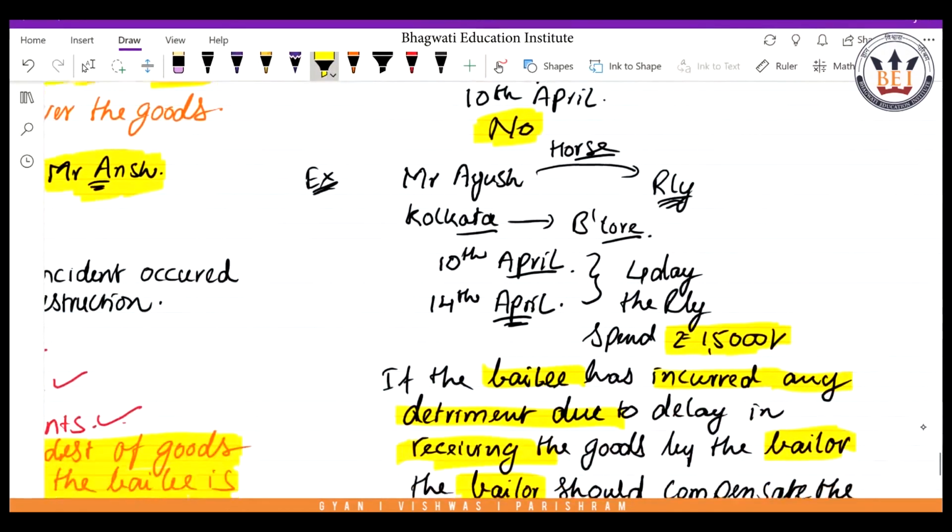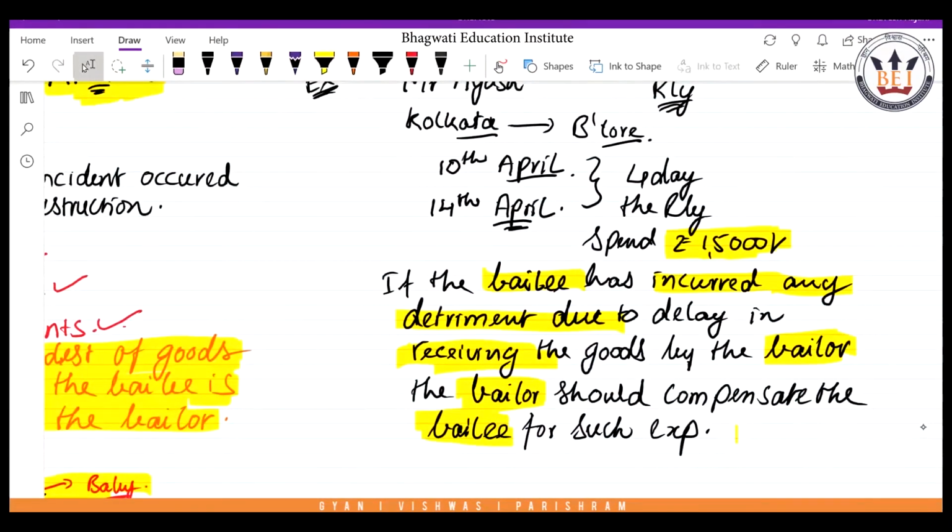And an even bigger point here is, if due to a delay by the bailor, the bailee has incurred any detriment or loss, right, because the bailor has delayed taking the delivery of the goods, then the bailor is bound to compensate the bailee for the same. So that ends our list of the rights and duties of the bailor.